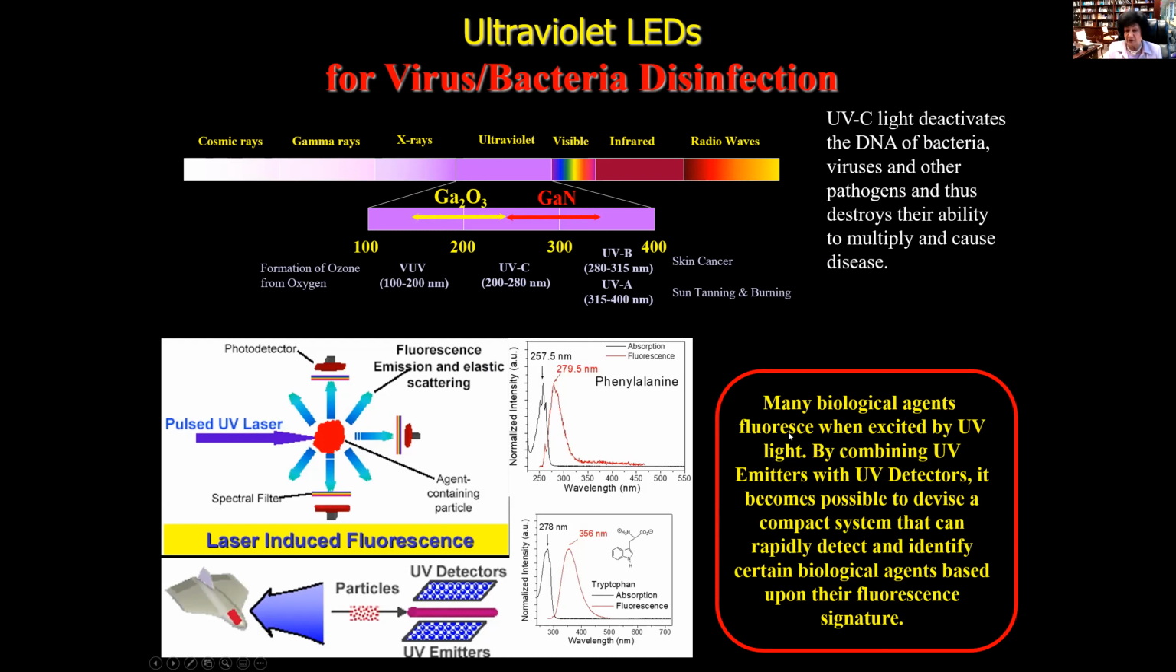Many biological agents fluoresce when excited by UV light. By combining UV emitters with a UV detector, it becomes possible to devise a compact system that can rapidly detect and identify certain biological agents based upon their fluorescence signature. So that is the objective.